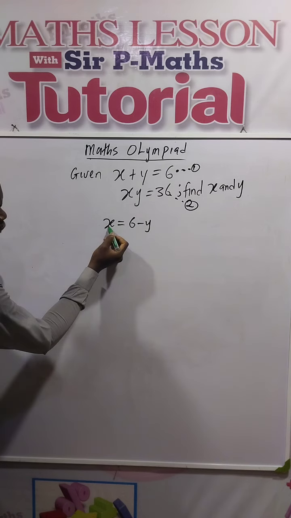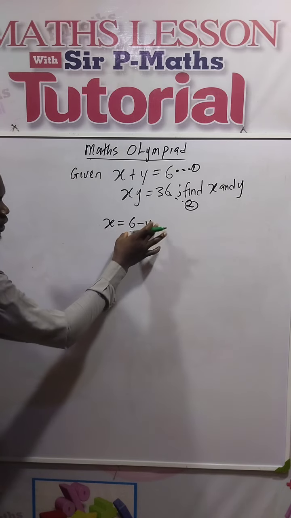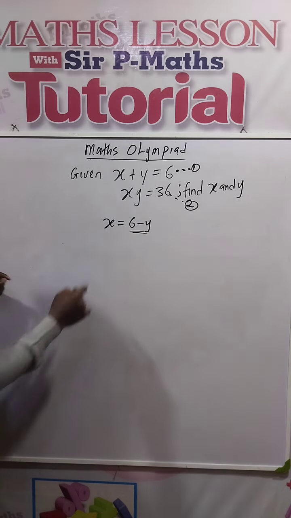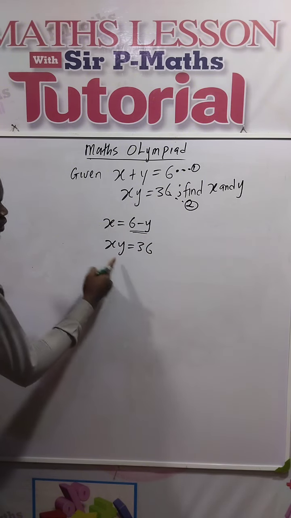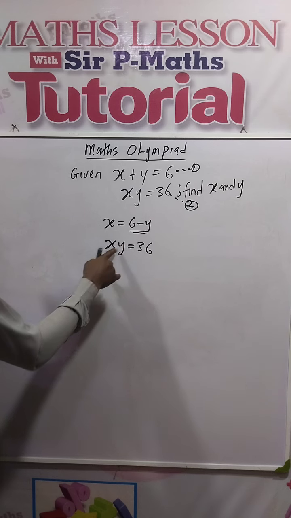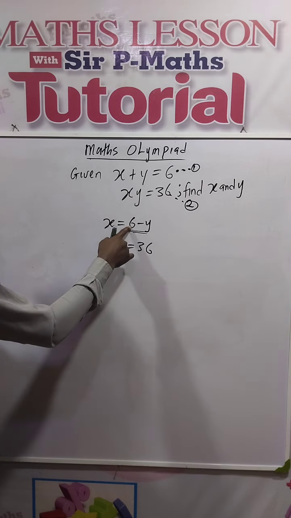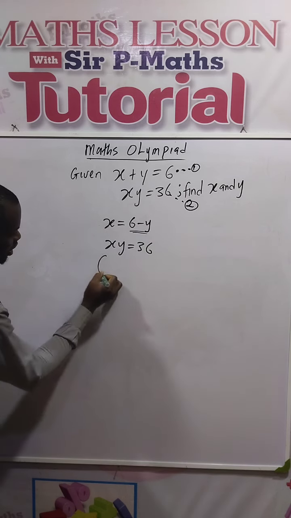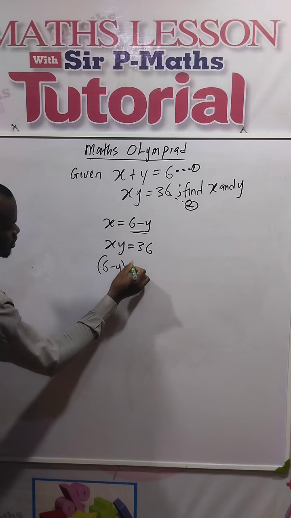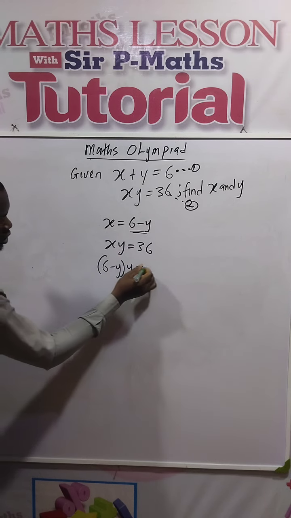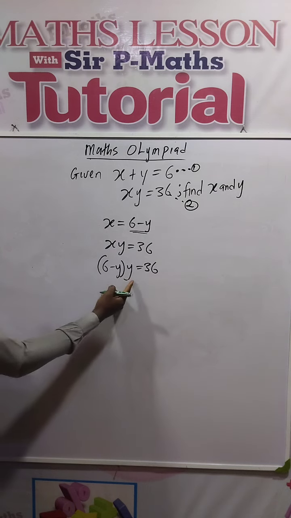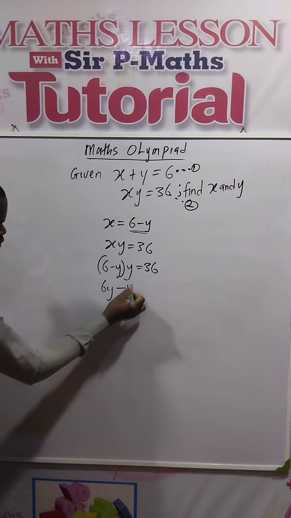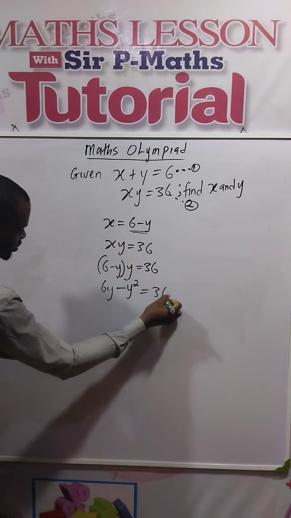Now, since the value of x is 6 minus y, can we substitute it for x in equation 2? Equation 2 says xy equals 36. So anywhere you have x, you put 6 minus y. So we're going to have 6 minus y, times y, equals 36. Then let's multiply the bracket. y times 6 is 6y. y times minus y is minus y squared, equals 36.